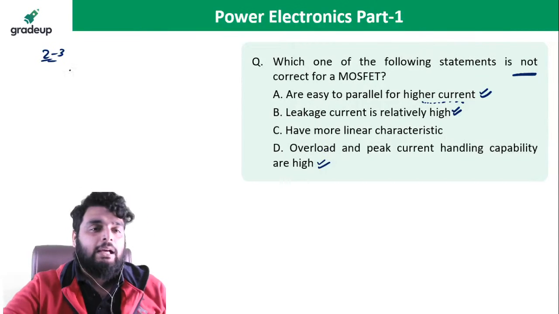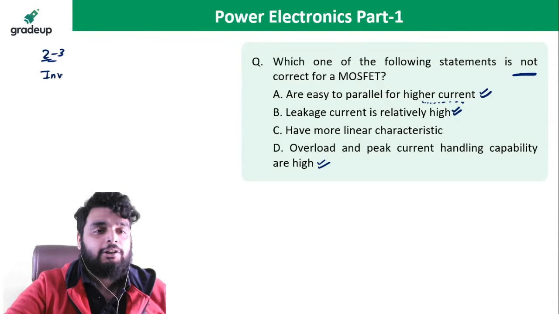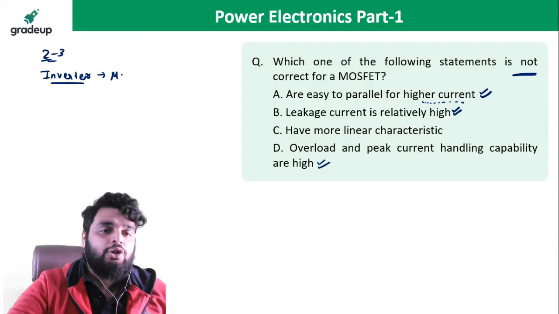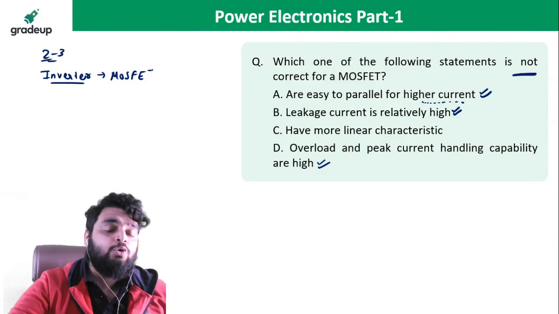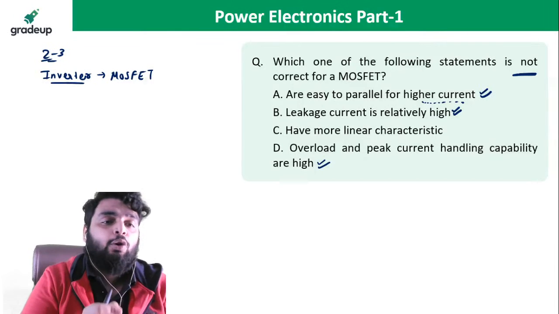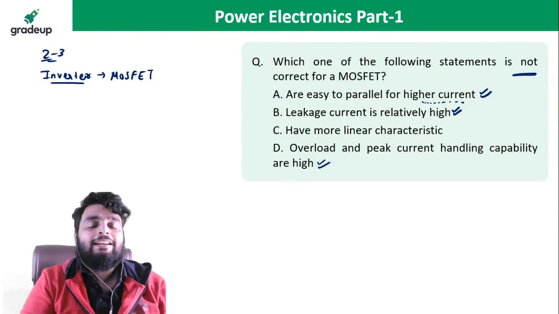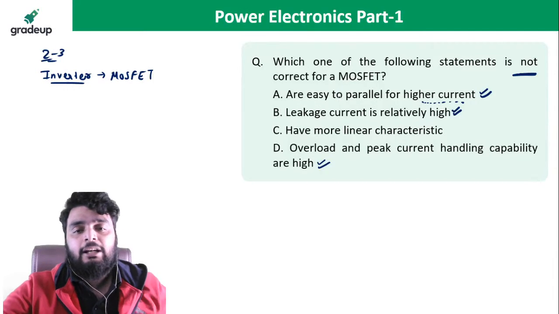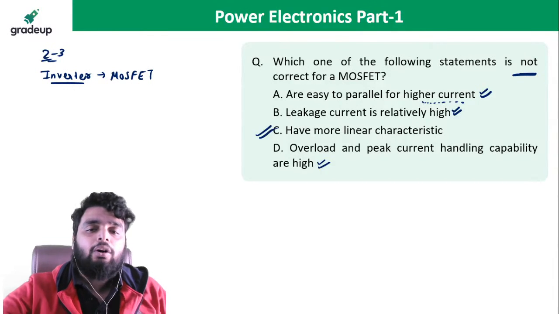For example, think about it. If you know about the inverter, in an inverter we use the MOSFET. And when you are using the inverter, there will be a high amount of current which flows, and your MOSFET can handle that high amount of current and peak current. But which is the wrong statement? This one. Have more linear characteristic.